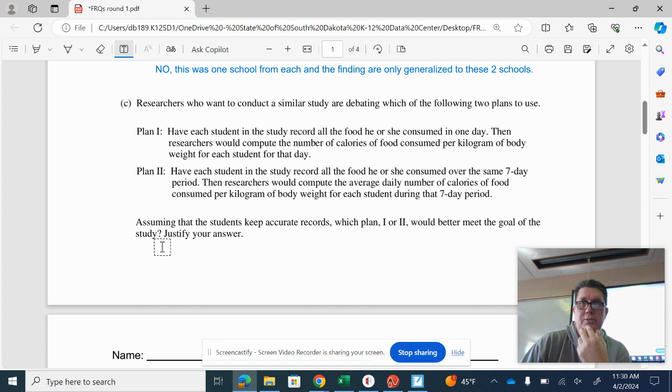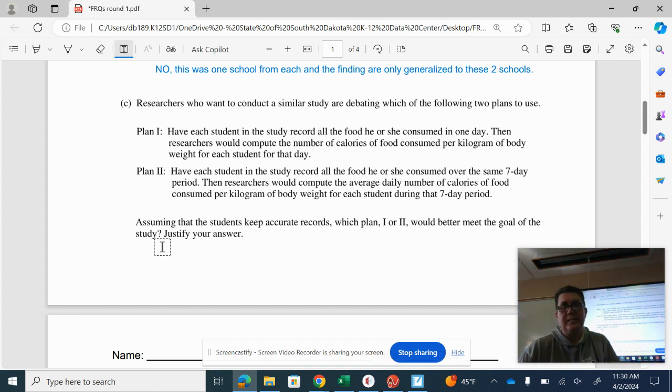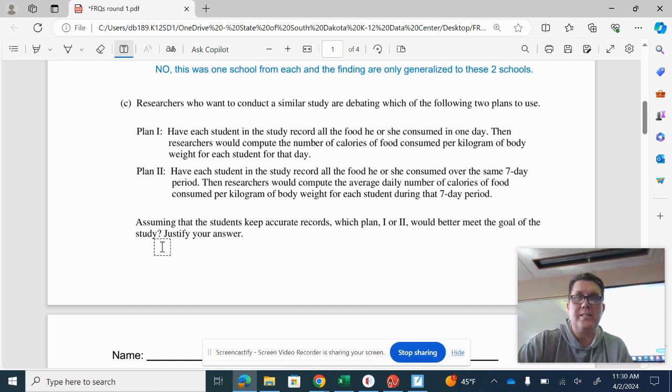All right, researchers want to conduct a similar study. They're debating which of the 2 plans to use. So now you should carefully read these 2 plans. I'm going to go through these a little bit better. Plan 1, have each student in the study record all the food he consumed in one day. Then they compute the number of calories of food consumed per kilogram of body weight for each student for that day. Plan 2, have each student in the study record all the food he or she consumed over the same 7-day period. Then they would compute the average.